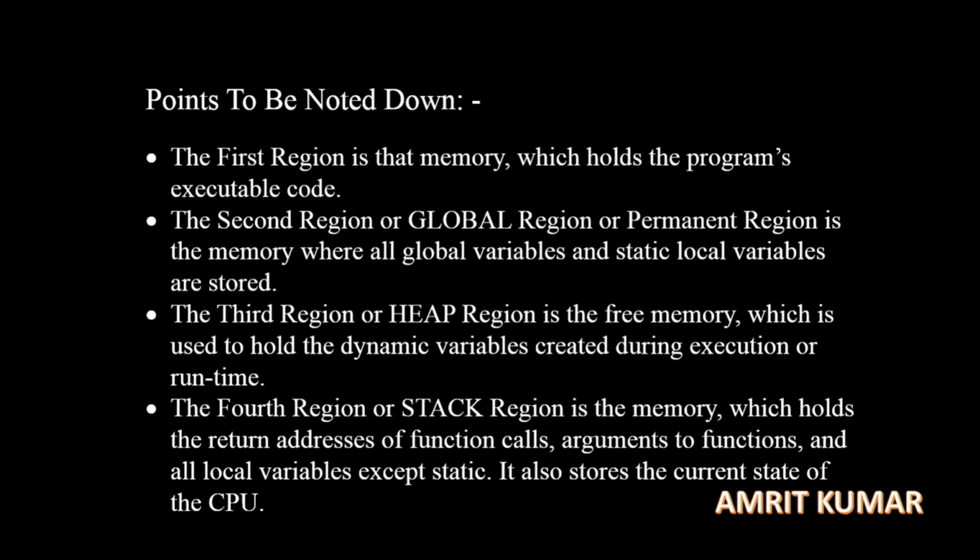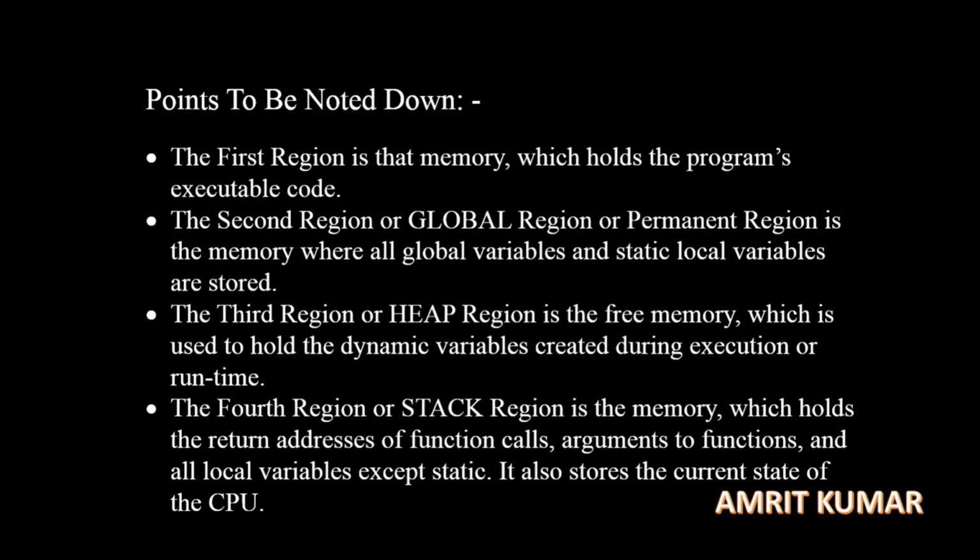And the fourth region, the stack region, is that memory which holds the return address of the function call. So whatever the address of the function call, that will be stored in the stack. Whatever the argument to the function, that will be stored in the stack region. All the local variables except static will be stored in the stack region, and also the current state of the CPU is going to be stored in the stack region. And this is the memory mapping of the C language.